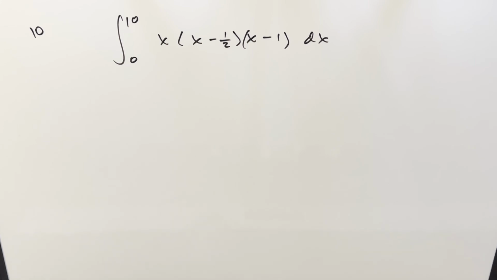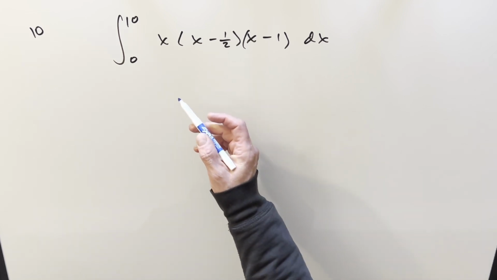Okay, we've got a pretty plain looking integral today from the MIT Integration Bee 2025, problem 10. We have the integral from 0 to 10 of x times (x minus 1/2) times (x minus 1) dx. Now, to get started with it, I don't really have a lot of creative ideas for this one.